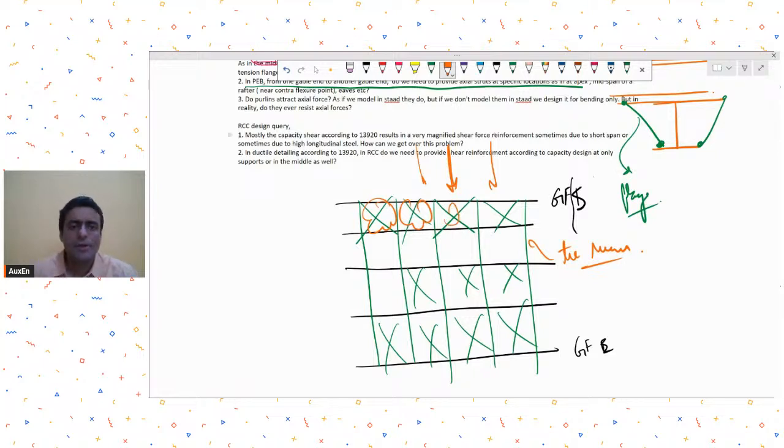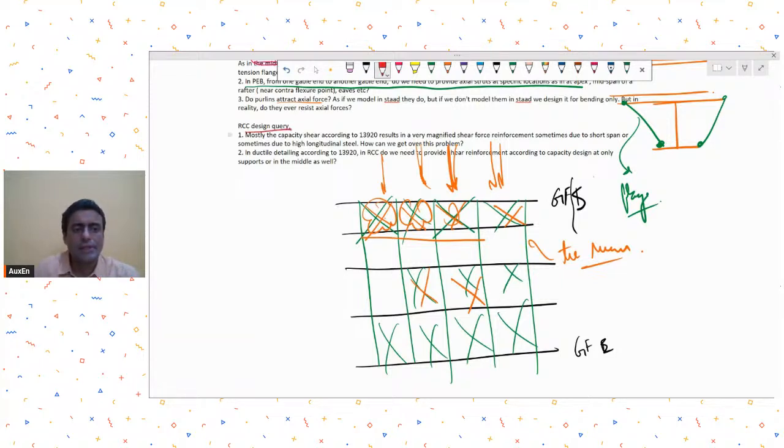Okay. Do purlins attract axial forces? Yes, they may do so. But as I just told you, we are providing these X bracings for the load transfer in this direction. For lateral load transfer in this direction, we usually provide X bracings and assume that the lateral forces will be transferred from these X bracings to the rafter. So technically, in most of the calculations, we don't assume that purlins are going to take axial loads as such, axial compressions as such. Okay.